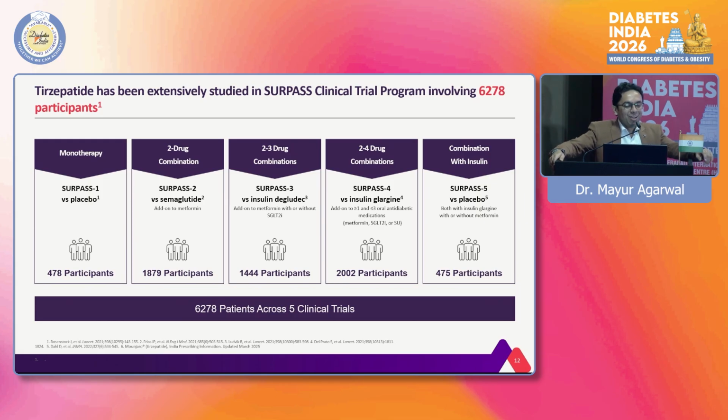SURPASS 1 was monotherapy against placebo, and in SURPASS 5 also it was against placebo, but the difference in the 5th was that it was with insulin glargine. And SURPASS 2 is against semaglutide. Now, can anybody tell me the other trial against semaglutide? A tougher question. Which? SURMOUNT?